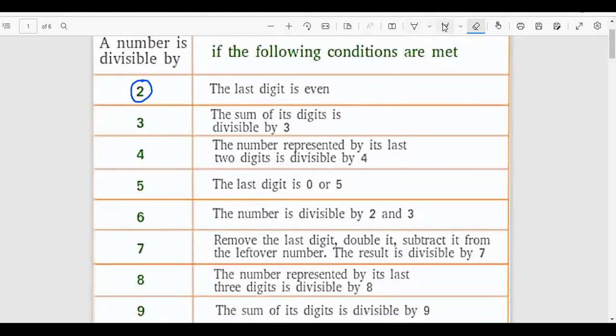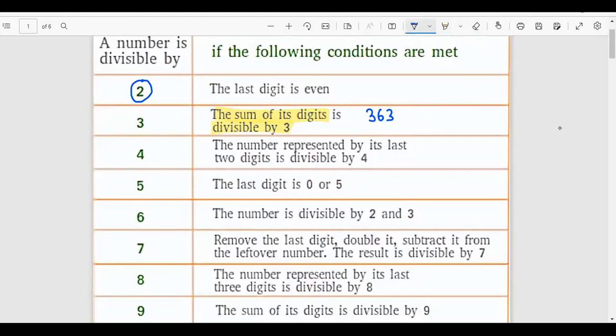Now this is interesting. The sum of its digits is divisible by 3. For example, if you have a number, let's say I'll just write a random number, 363, and you need to check if it is divisible by 3 or not. You can't just guess or imagine. You need to use a specific test. The test is if the sum of its digits is divisible by 3.